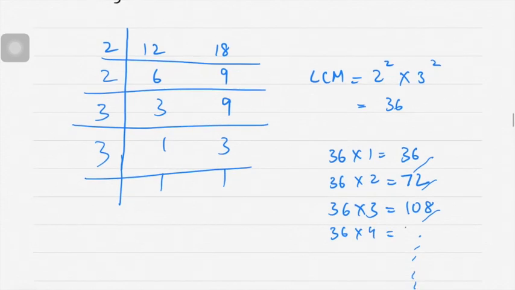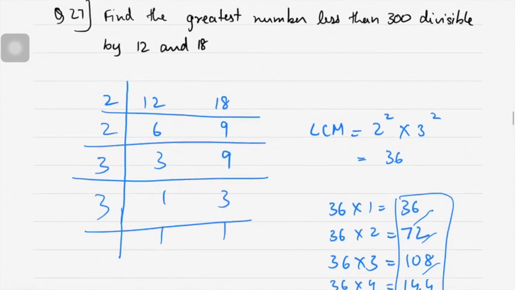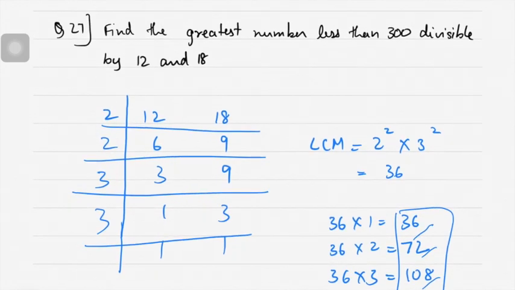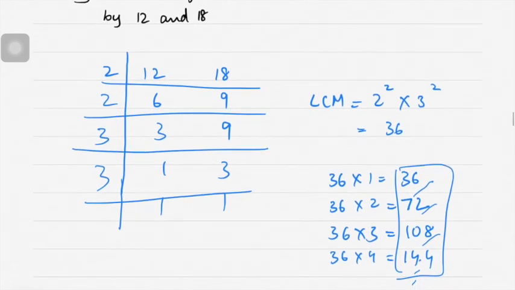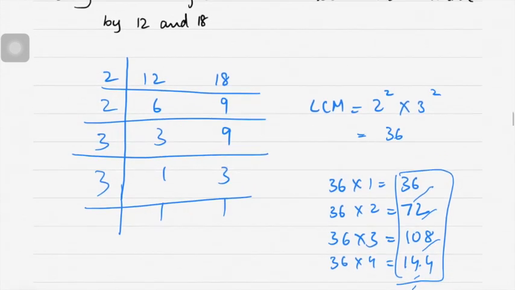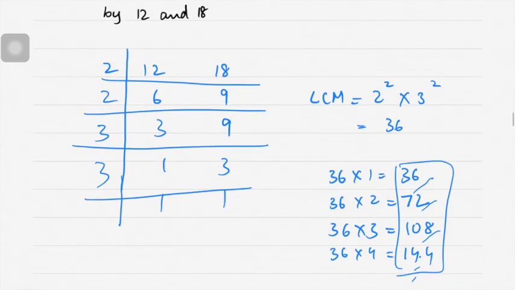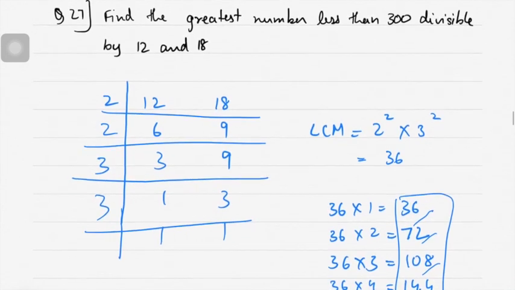If I write 36 into 4, it would be 144. So these numbers are the common multiples of 12 and 18. But you have to find the greatest number, the biggest number. The biggest number is infinite, but the biggest number less than 300. So when less than 300 is asked, you just have to keep on going, and whatever number is less than 300, that you will select.